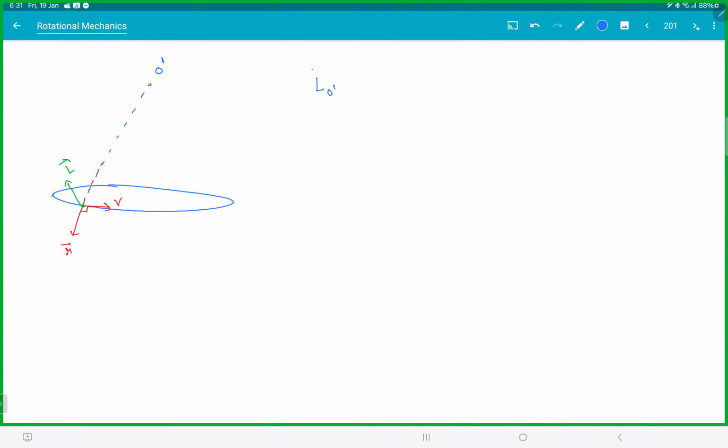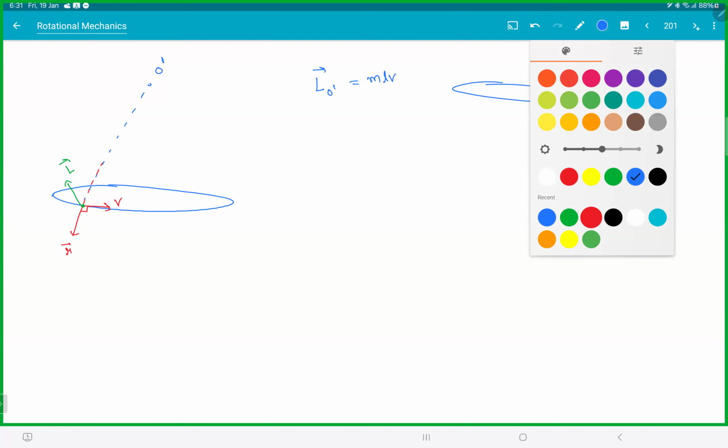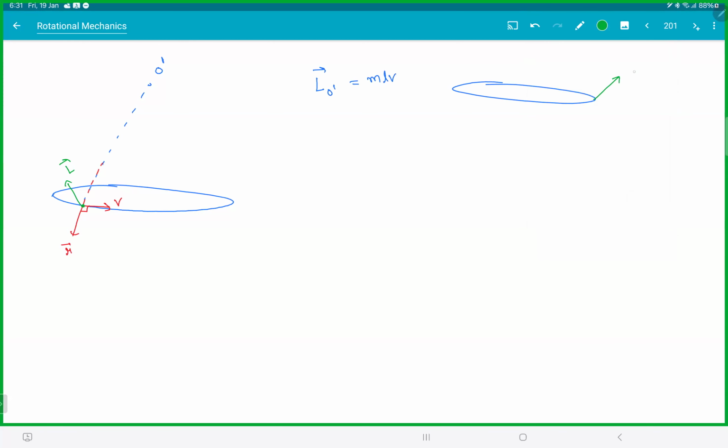So angular momentum over O dash would be M L V. But the problem is the direction. It is always like this. It is at an angle. It's like a crown shape. The magnitude is constant, but the direction changes.